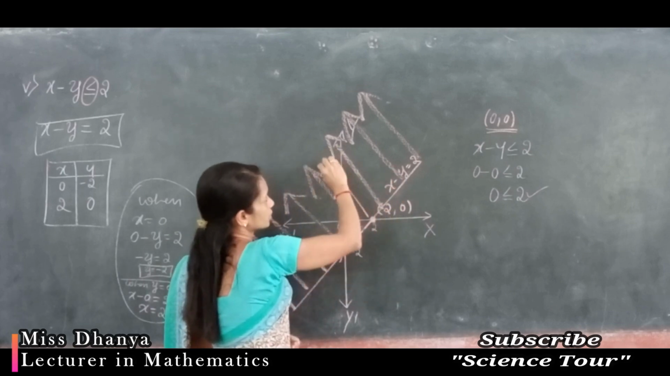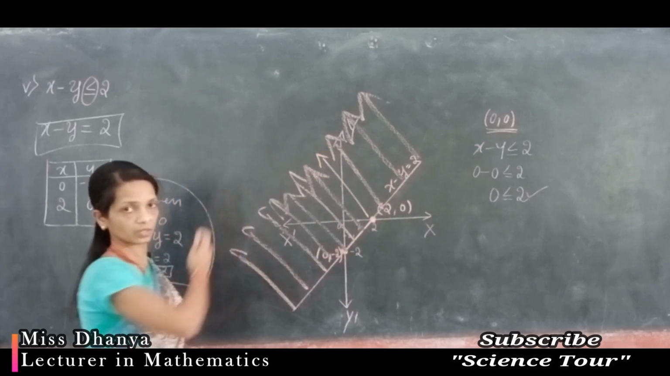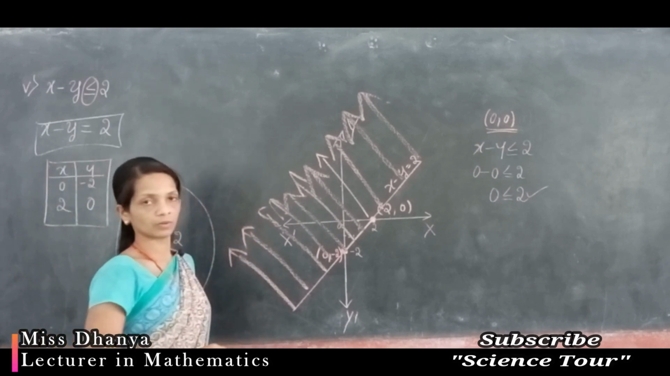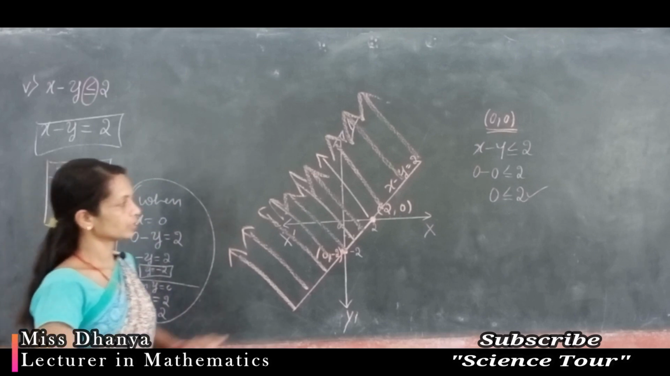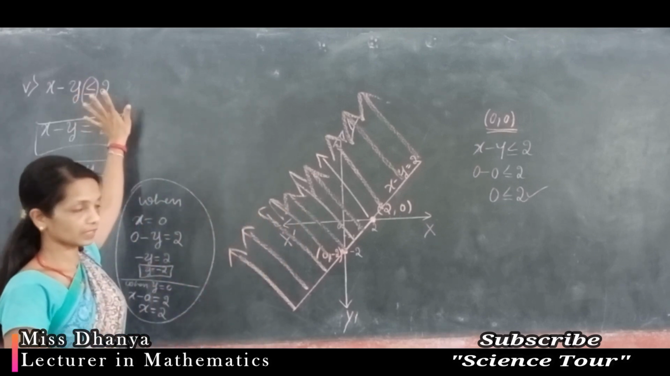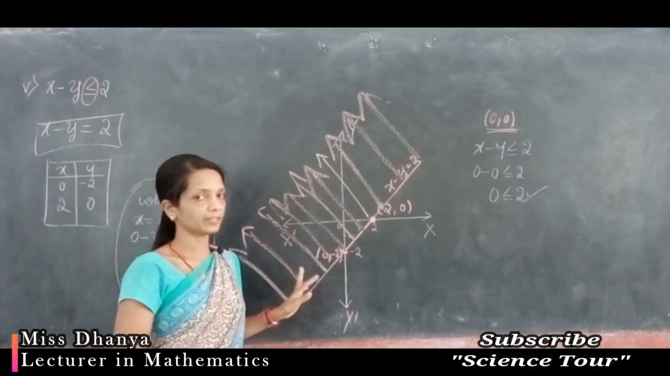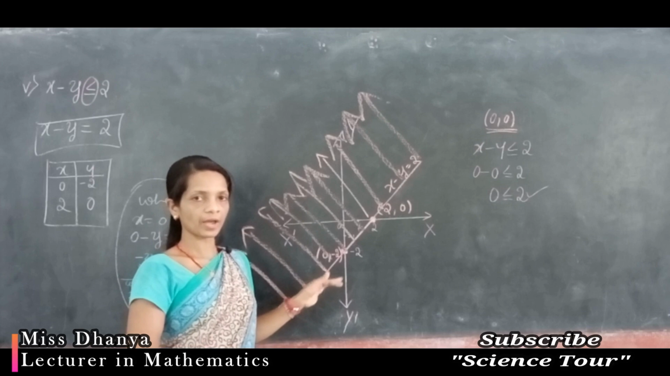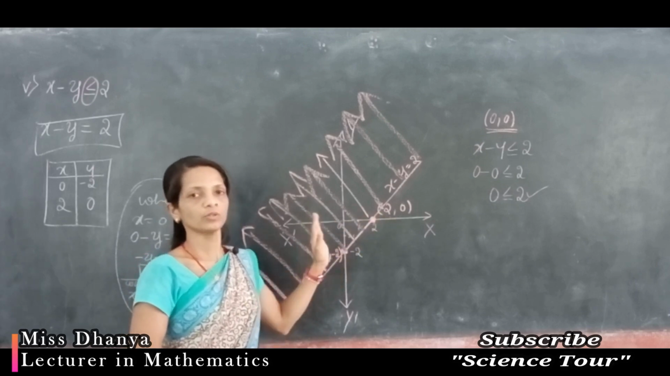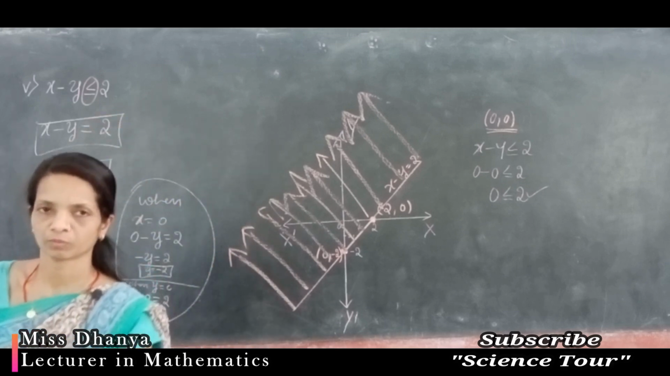See, the shading is continuous above this line, and to indicate that you show arrow marks like this. So this shaded region is the solution region of this inequality, the shaded region plus the points on this line also. If you have a continuous line, then points on that line are also solutions of this inequality.